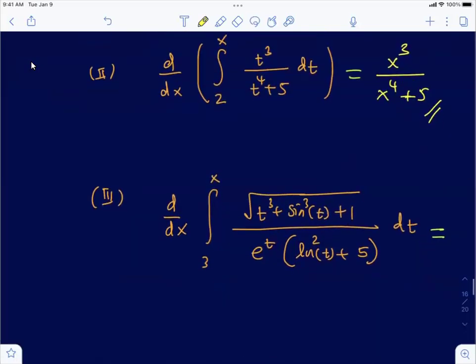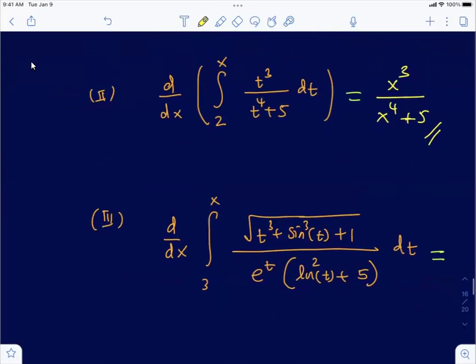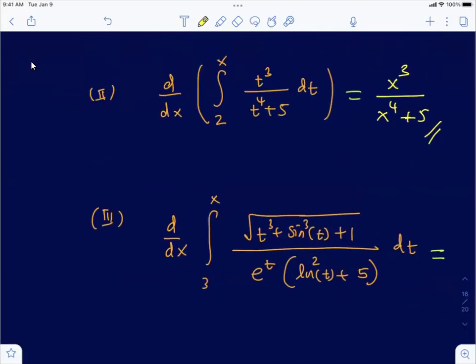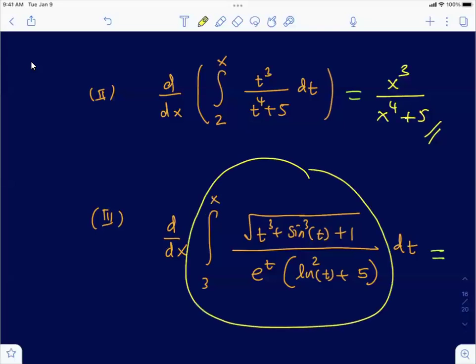The next example is a perfect example for why this is really needed. In example number 2, by employing a u-sub, you could just do this without using the fundamental theorem. So simply, you can bypass the fundamental theorem in example number 1 and example number 2. However, if you try to do it here, you're going to get into a huge trap.